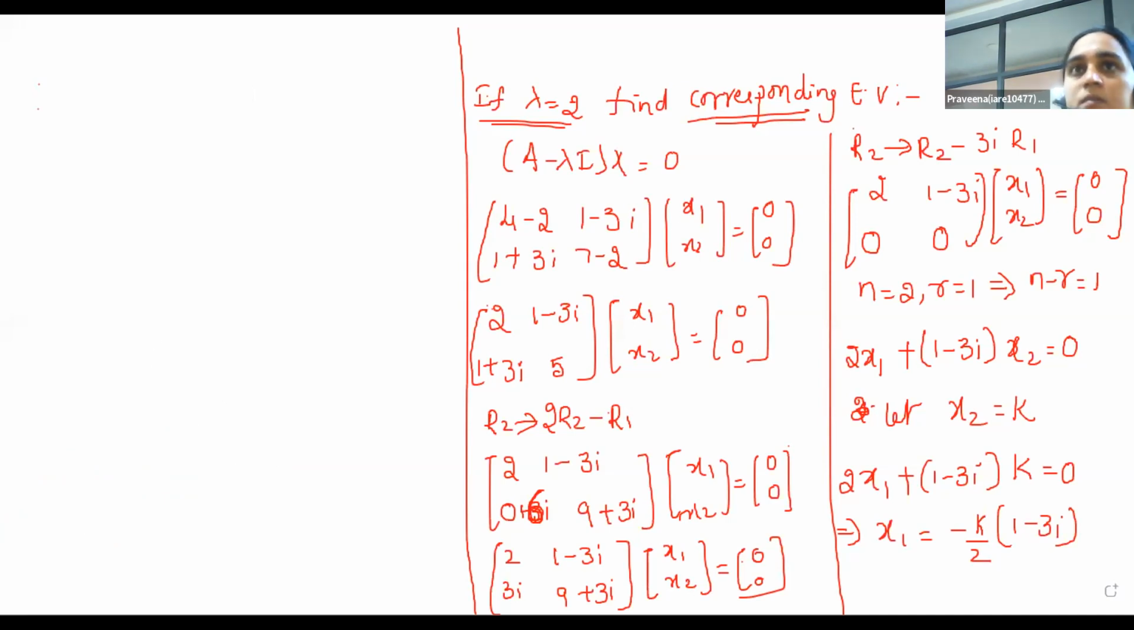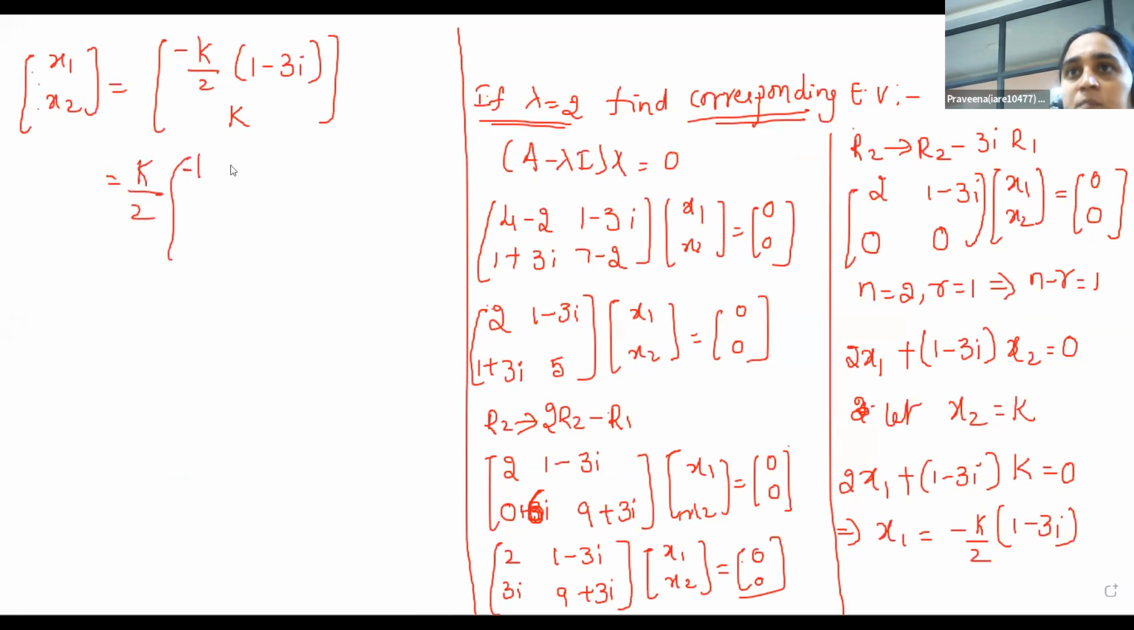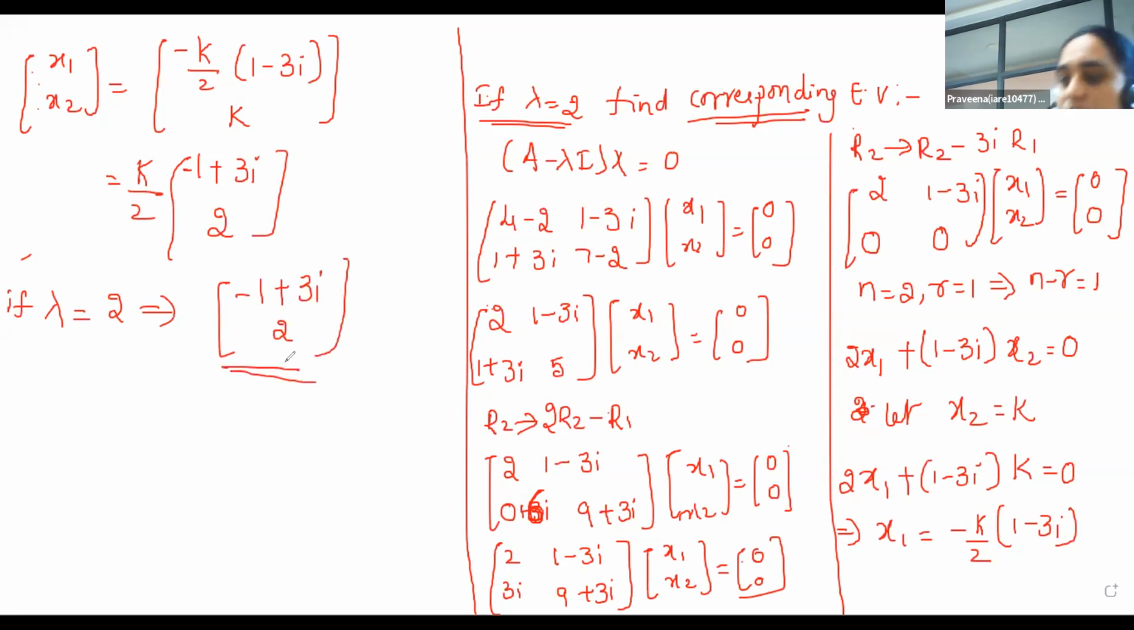Therefore, x1, x2 is equal to what? Minus k by 2 into 1 minus 3i and x2 as k. Here I'll take k by 2 outside, that is minus 1 plus 3i, and here 2. Therefore, if lambda is equal to 2, for that case, eigenvector is minus 1 plus 3i and 2. Okay, this is the first case. Note down, ma'am.